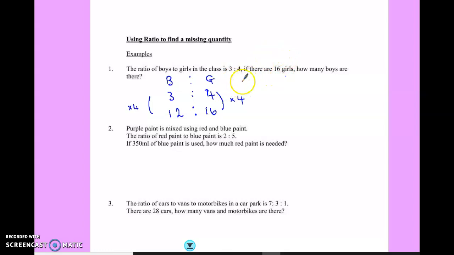The other thing we can do is match up the information we've got. We've got 4, ratio of 3 to 4 and 16 girls. So we do 16 divided by 4 to work out what 1 would be. That would be 4. That means I need 4 lots of whatever that one is. So then I do 3 times 4. It's the same sums. It's just a different way of thinking about it.